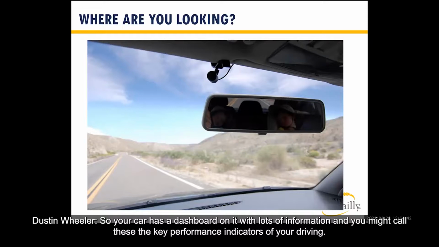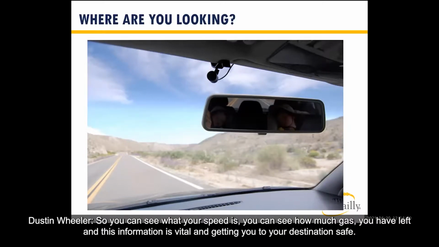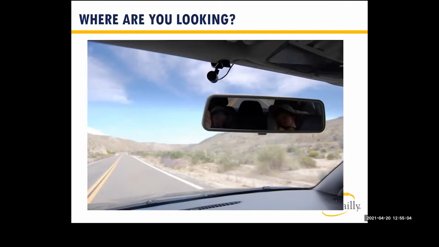So your car has a dashboard on it with lots of information, and you might call these the key performance indicators of your driving. You can see what your speed is, you can see how much gas you have left. And this information is vital in getting you to your destination safe. And when we talk about dashboards in accounting, they're very similar. They give you a quick visual understanding of your nonprofit's key performance indicators in real time.